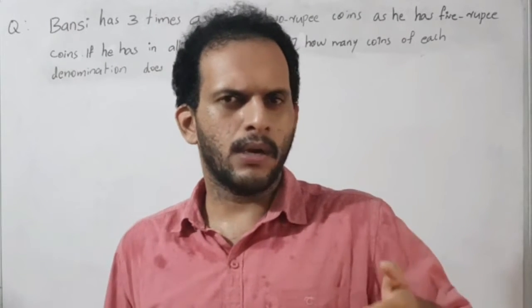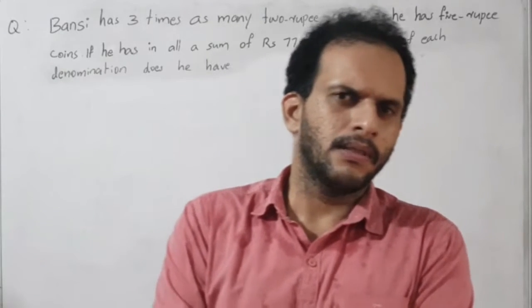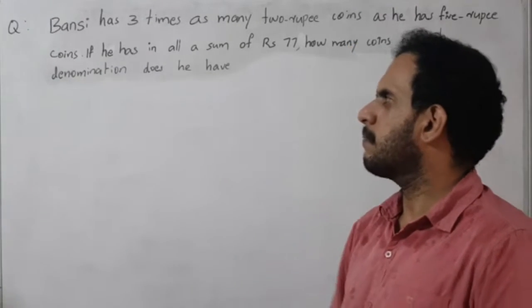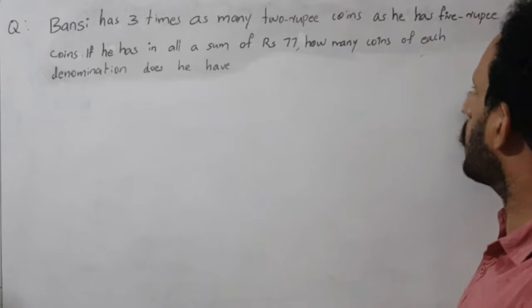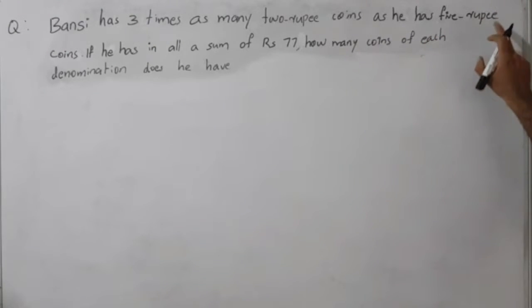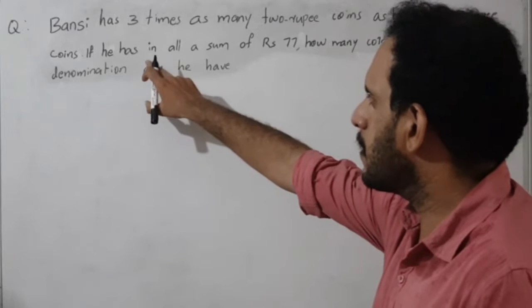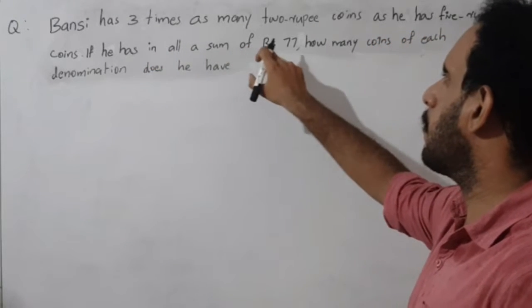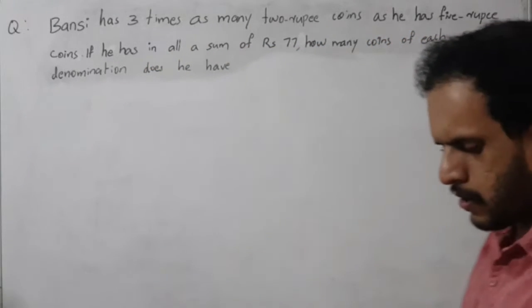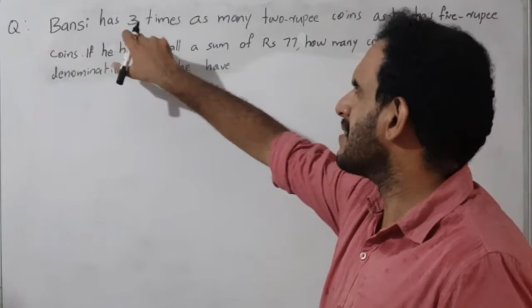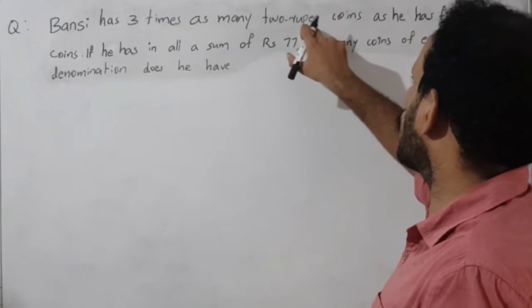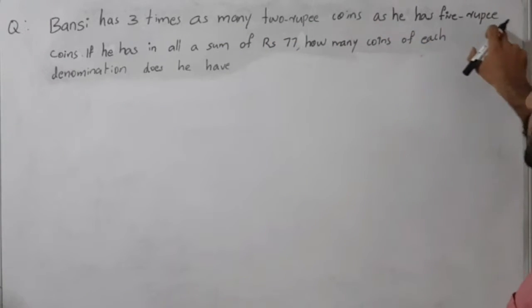So which one is the variable? Number of 2 rupee coins or number of 5 rupee coins? Then we read once again the question. What is the question? Bensi has 3 times as many 2 rupee coins as he has 5 rupee coins, if he has in all a sum of rupees 77. Correct. So what is the question once again? Bensi has 3 times as many 2 rupee coins as he has 5 rupee coins.